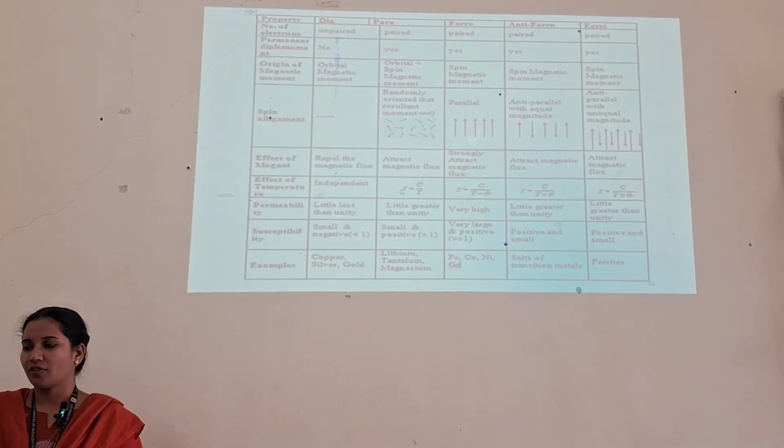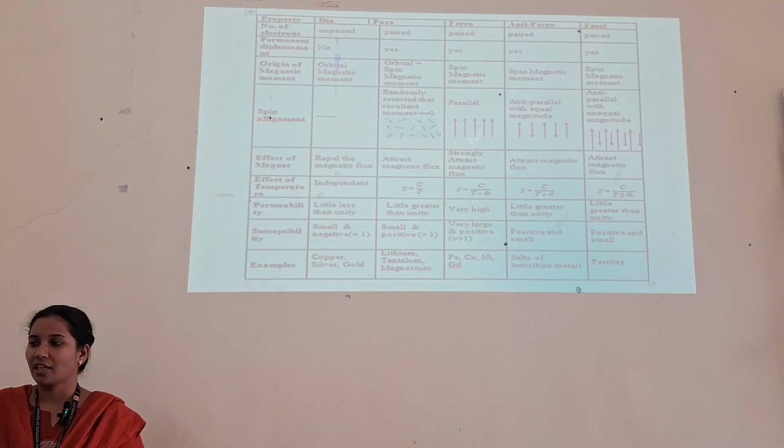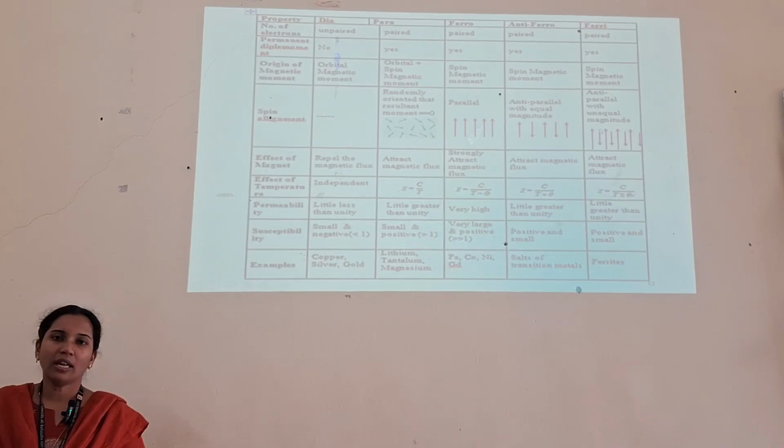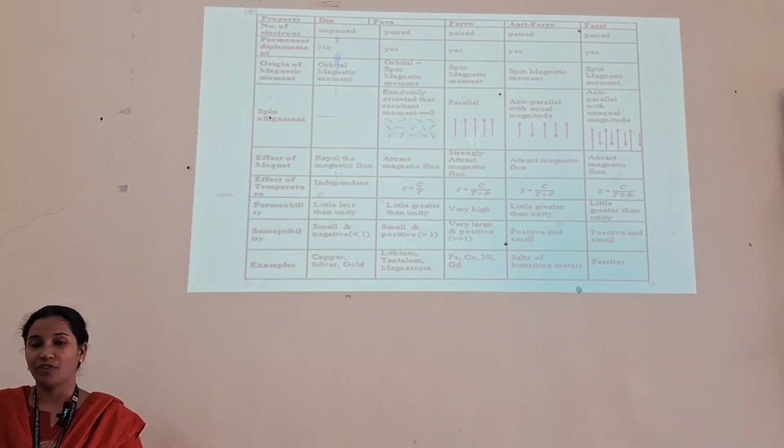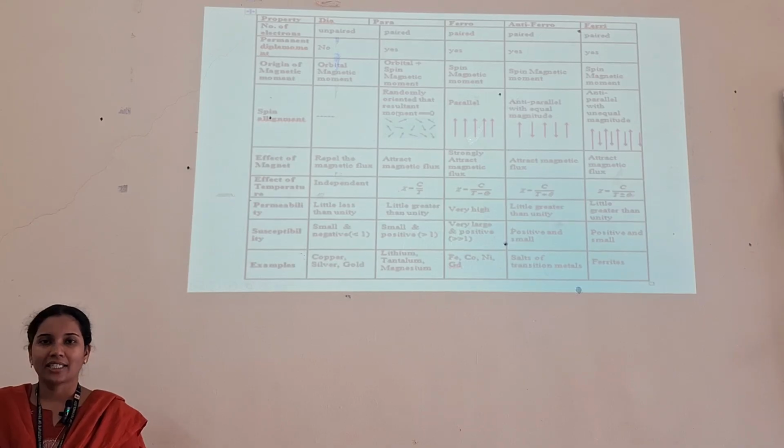You can see here the effect of temperature, how the susceptibility varies with the temperature. We have included the formula also. These are the spin alignments. We have included the figures here showing how the spins are aligned. In para it is randomly oriented so that the resultant moment is zero, in ferro it is parallel, in antiferro it is antiparallel, and in ferri it is antiparallel with unequal magnitude. This is how we can differentiate the five types of magnetic materials: dia, para, ferro, antiferro and ferri.